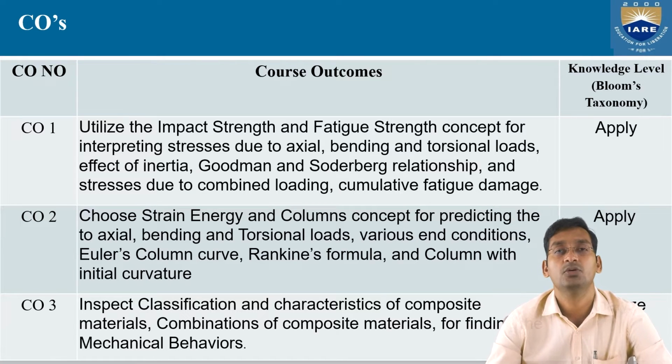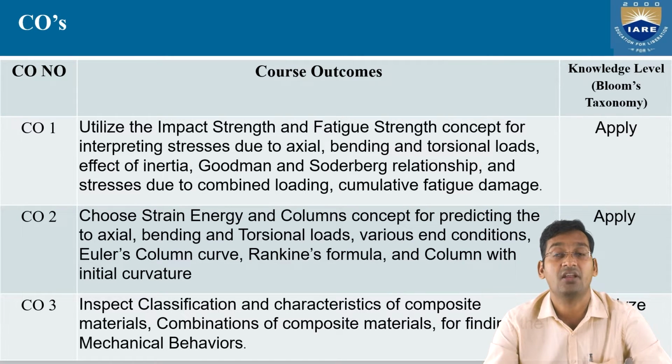Next is CO3: inspect classification and characteristics of composite materials, and combinations of composite materials for finding the mechanical behavior. So first, inspect means find which composite material can be used. Then classify and characterize the composite materials that can be used for the aircraft. Then combination of composite materials means how we can combine one with another so that a composite material can be formed and used for the aircraft structure.